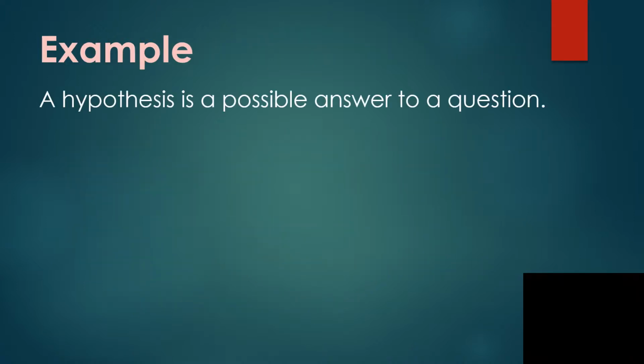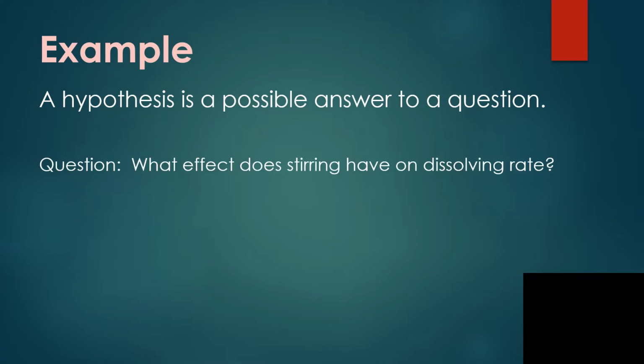So let's look at an example. A hypothesis is a possible answer to a question. So let's say I pose a question: what effect does stirring have on dissolving rate? Now, the best thing to first figure out is what your independent and dependent variables are. Once you have figured out what your independent and dependent variables are, you can go ahead and devise and write up a good, clear hypothesis.